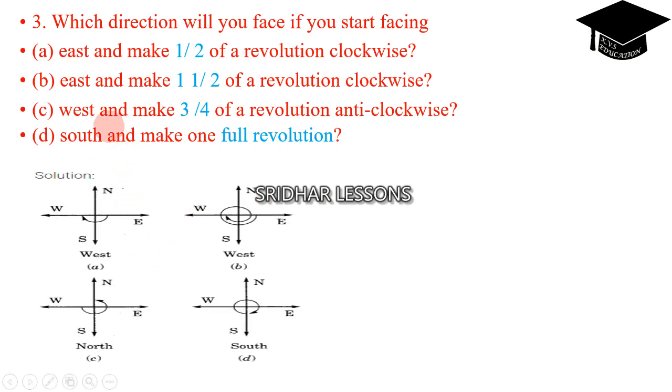See, this is west side, east side, north and south. East and make half of a revolution clockwise means like this. Okay, and next make 1.5 revolution means one complete revolution up to here, and again here half of the revolution.